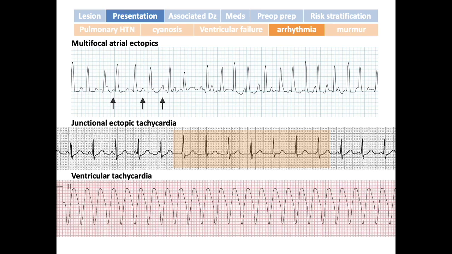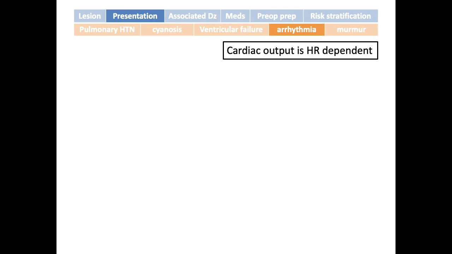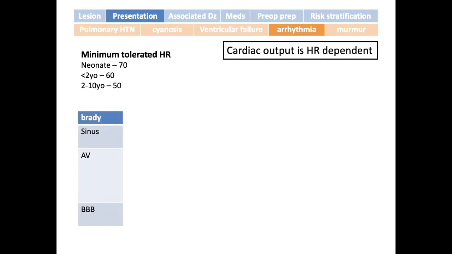Conversely, older children, toddlers and neonates tolerate slower heart rates less and less well, with the minimum heart rate for adequate perfusion being 70 in a neonate, 60 in those less than 2 years of age, and 50 in those older than 2. Bradyarrhythmias can be divided based on their causes: sinus node malfunction, atrioventricular block, or bundle branch blocks.